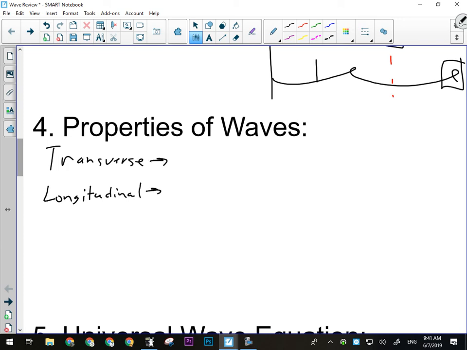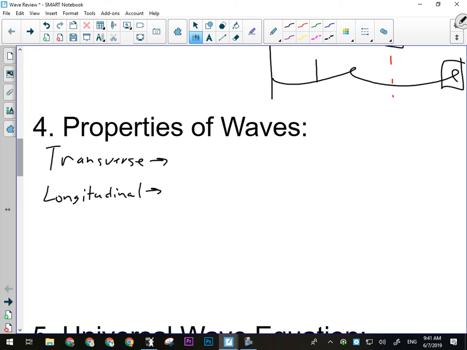Obviously, you need to be able to identify what type of wave you're dealing with. A multiple choice question could be something like, what kind of wave would have the medium displaced perpendicular to the direction the wave would travel, A, B, C, or D, something like that. Just making sure you understand the terminology.